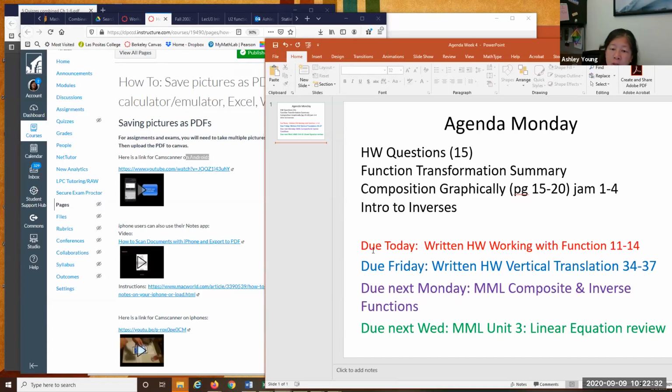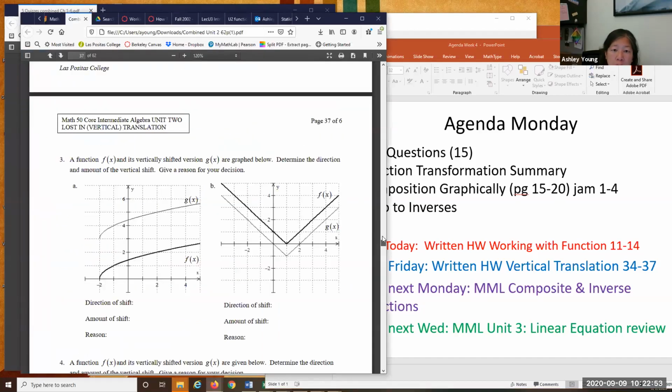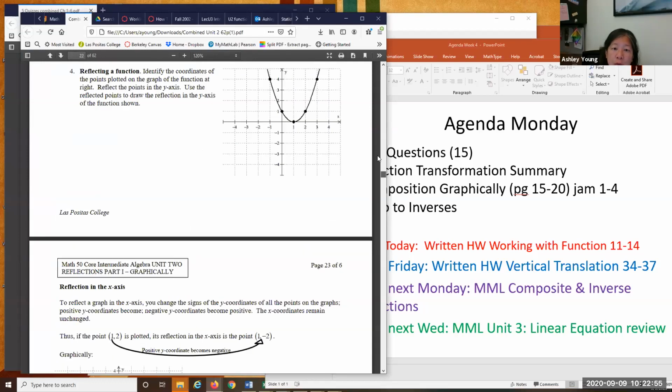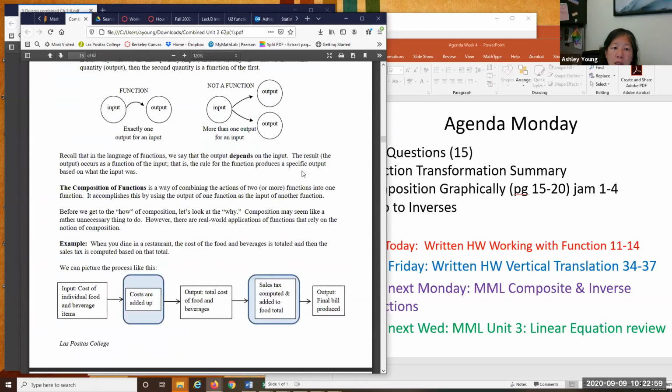Okay, so today we're going to be working on composition graphically. So we're in Unit 2 still. Next class we'll start in on Unit 3, but right now it's just Unit 2 still. So composition graphically, which is pages 15 through 20, hop in there. I will do the same. Pages 15, so we're going backwards. It's more towards the beginning. And here it is.